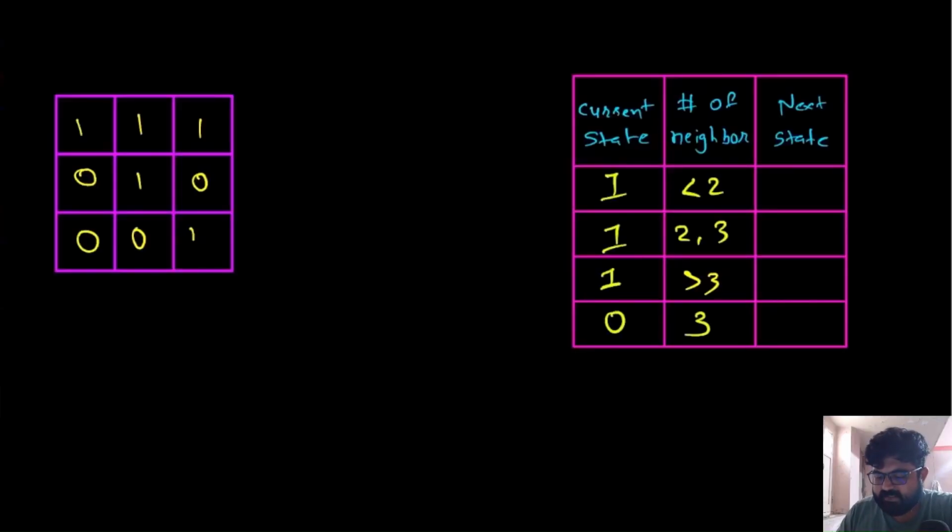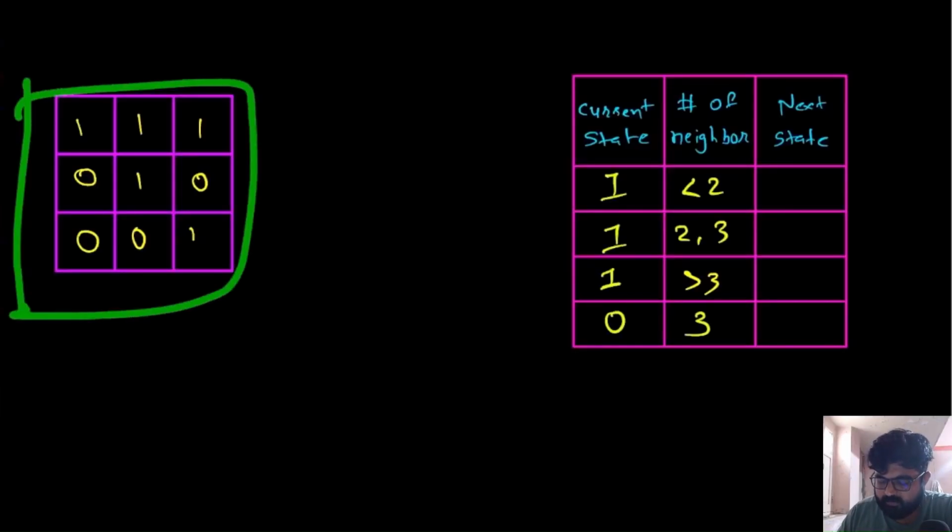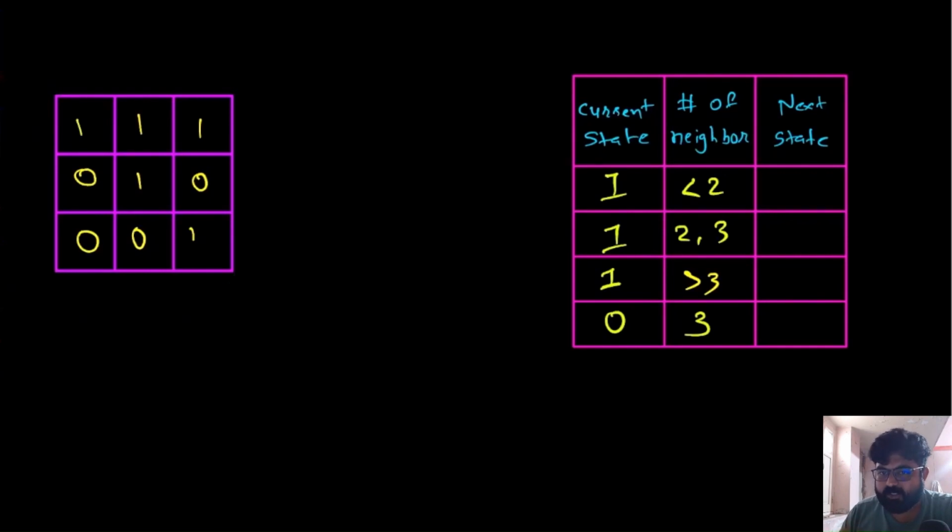Okay, now let's see how we can solve this problem using constant space. For that, we are going to do a few modifications. And what are the modifications we are going to do? Well, first we will have to understand what items we need. For any particular cell, we need the information of the number of live neighbors it has. Okay, but we need this information in terms of the number of live neighbors in the original state.